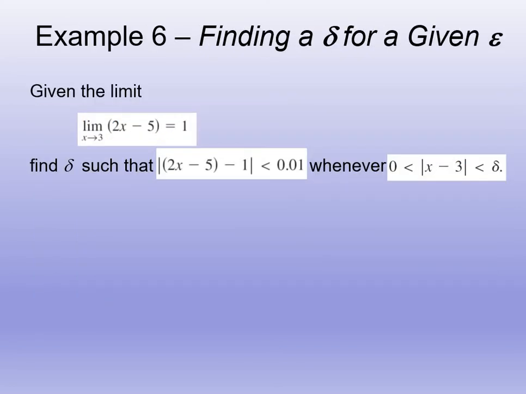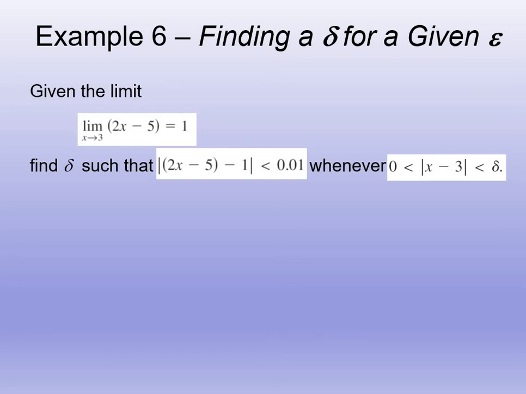So for the example, we want to find a delta for a given epsilon. We're going to start with the limit statement. Let me rephrase that because I keep saying it kind of goofy and I don't want to get you confused. The limit of 2x minus 5 as x approaches 3 is equal to 1. Okay, so that's how we're going to say that.